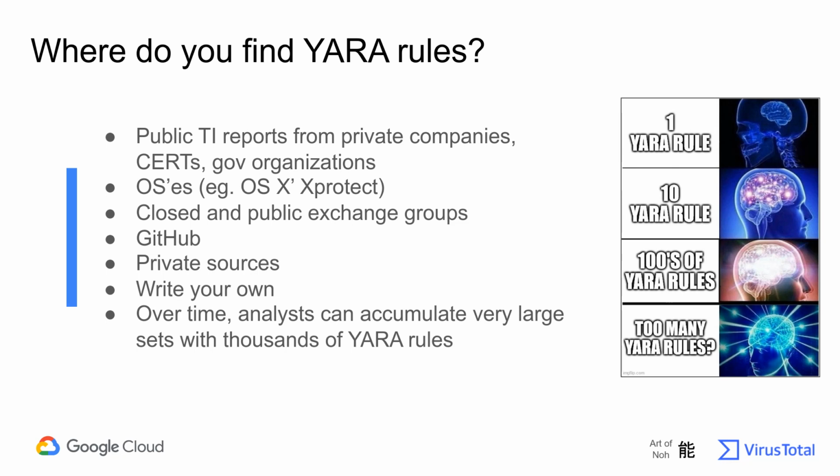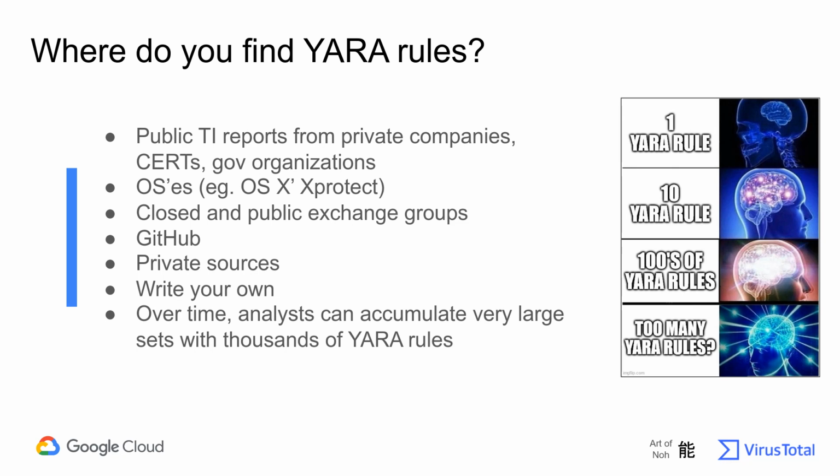Now, where do you find Yara rules? They can be found in a lot of public threat intelligence reports, such as from private companies, CERTs, and different government organizations. They publish Yara all the time. I think it was earlier today that I saw a set of new Yara rules from CISA. Essentially, if you are into threat intelligence or IT security, you've probably seen a lot of Yara rules so far. And even if you're not into IT security, there's a good chance that there are Yara rules on your computer. For instance, every Mac running OS X has a set of Yara rules in there, part of XProtect.